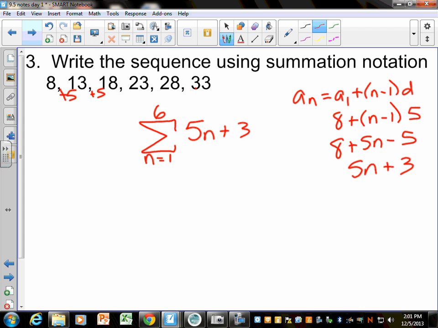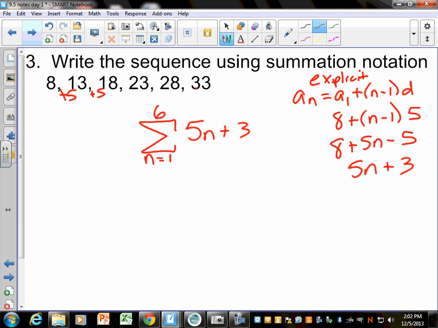That formula, is it one of the two that you gave us yesterday? Which one is it? It's the explicit formula for arithmetic because this was adding. If this was multiplying by 5 every time, I'd have to use the explicit formula for the geometric, right? Like you have to figure out whether it's arithmetic or geometric to know which one to use. Yeah, because the other one you have to write out the first term and all that. Yes, it's always going to be the explicit.